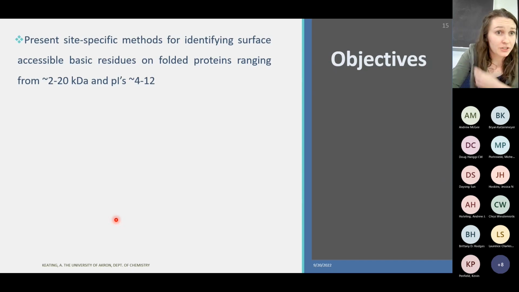Our objectives right now are to present and work on site-specific methods to identify surface-accessible basic residues on folded proteins that range from 2 to 20 kilodalton and isoelectric points ranging from 4 to 12. Isoelectric points are just the charge of the protein at a neutral pH. So something with an isoelectric point of 4 would be an acidic protein, and 12 would be basic.